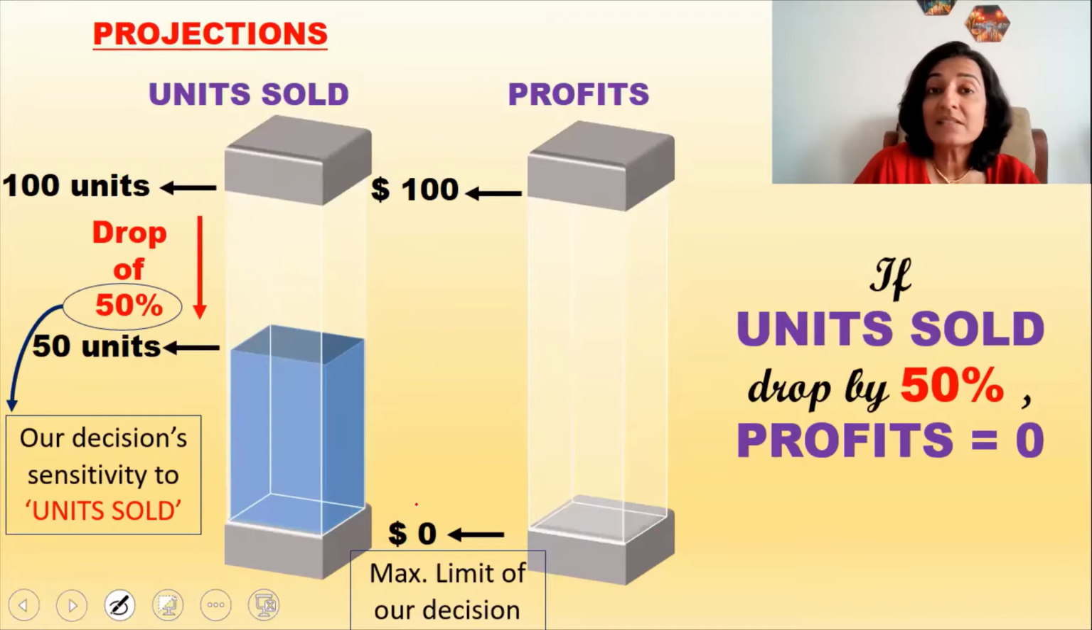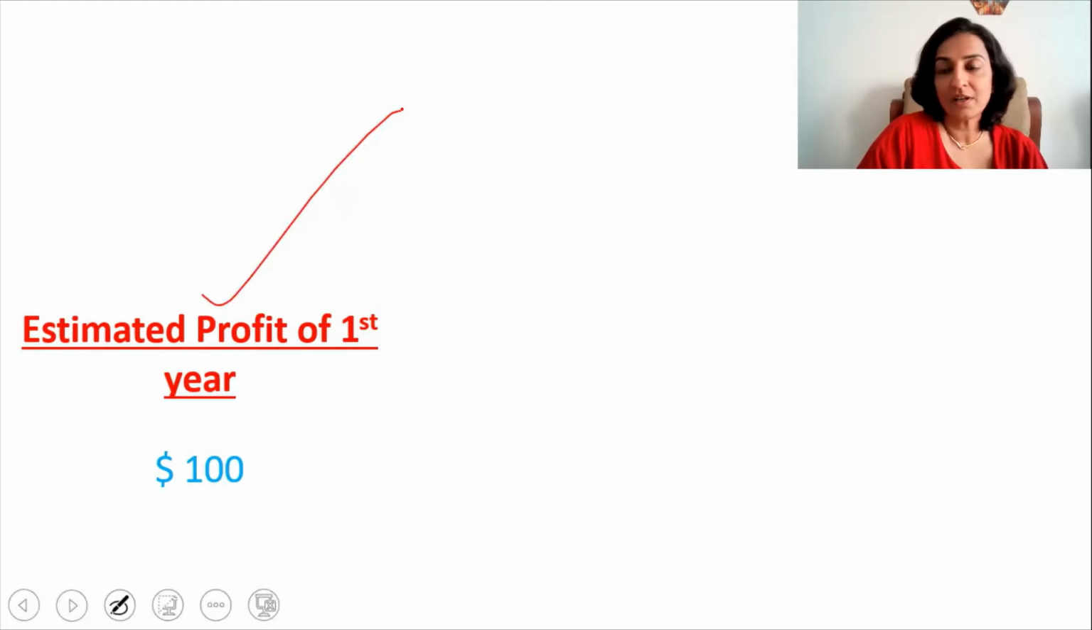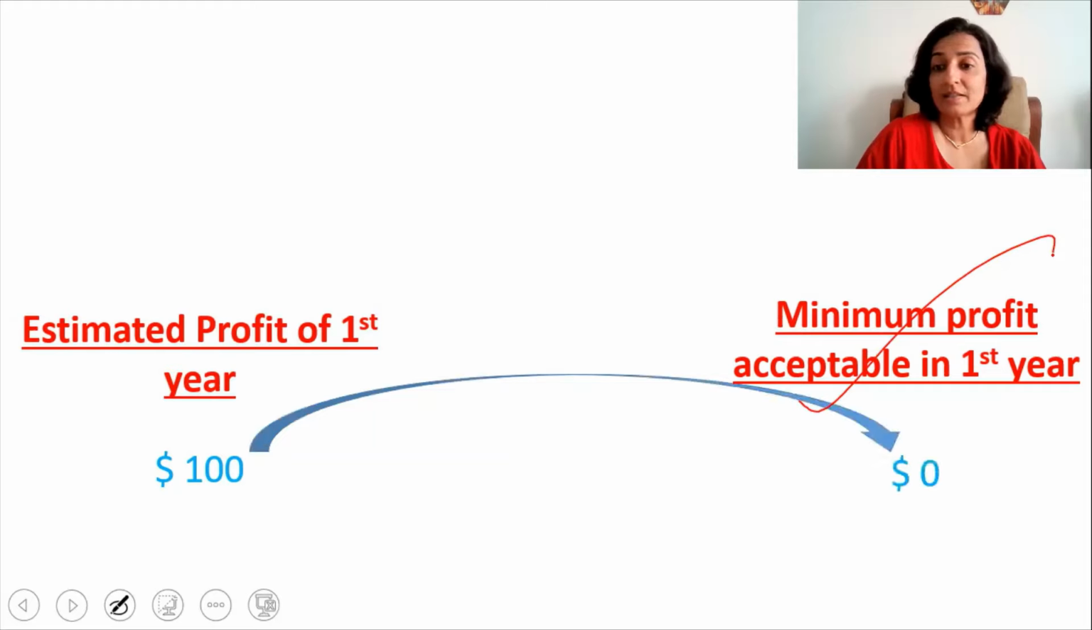And what do you mean by sensitivity? The maximum percentage change that is acceptable to us to implement our decision. And what was our decision? Our decision to start a new business without incurring losses in the first year. Now we know that the estimated profit of first year is $100. And the minimum profit acceptable in year one is $0.